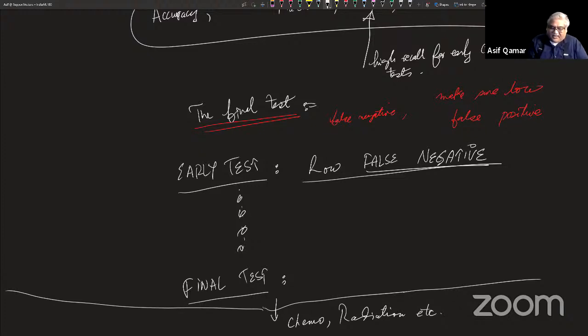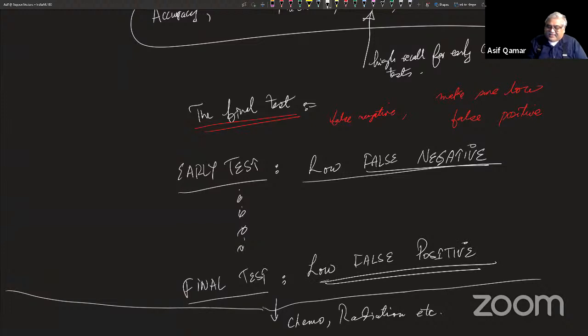So here your requirements are different. Low false positive. At this moment, what you focus on is low false positive, right? You don't worry about false negatives, because if this comes after the early test, you know that you don't have to worry about that. Are we understanding that now, guys?